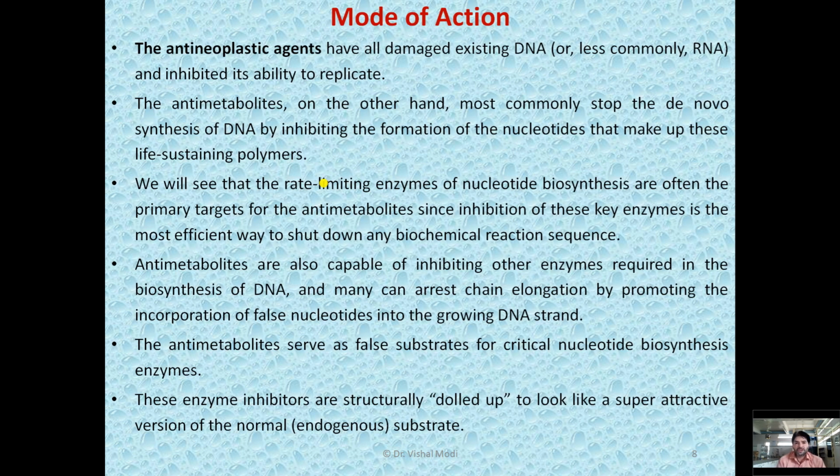Now, this is a general mode of action of the antimetabolites. The antineoplastic agents all damage existing DNA or, less commonly, RNA, inhibiting its ability to replicate. This means they terminate the DNA chain synthesis, so they definitely inhibit the ability of the cell to replicate.